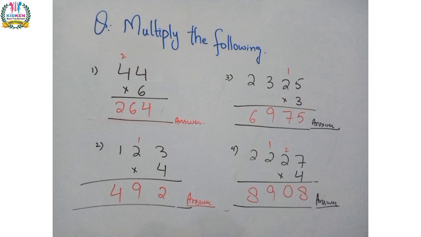Next question is 123 multiplied by 4. So again we can start multiplying. 4 multiplied by 3 is 12. So we can write 2 in the answer box and 1 as a carry. So 4 times 2 is 8 and 1 is 9, and 4 times 1 is 4.